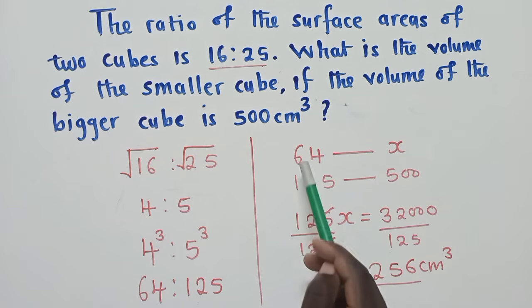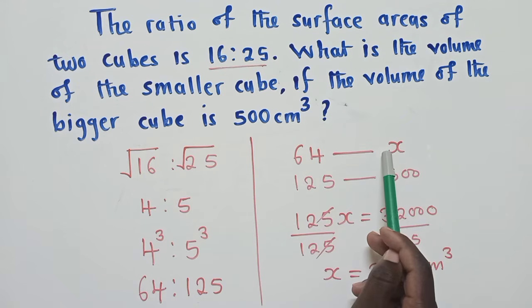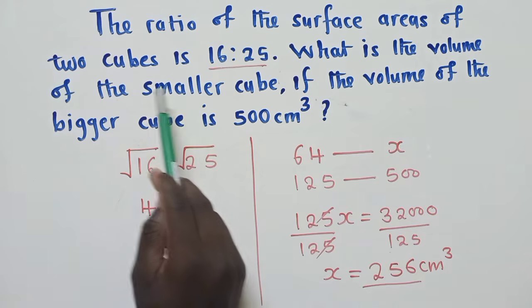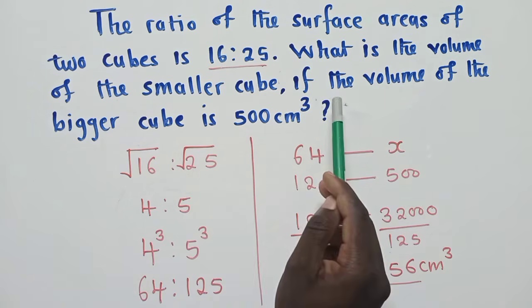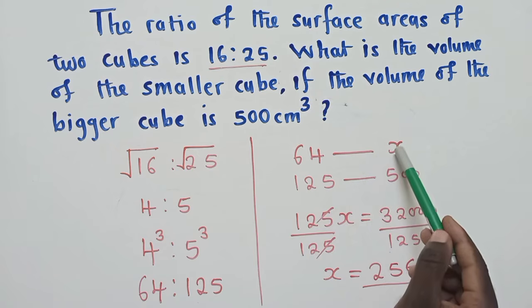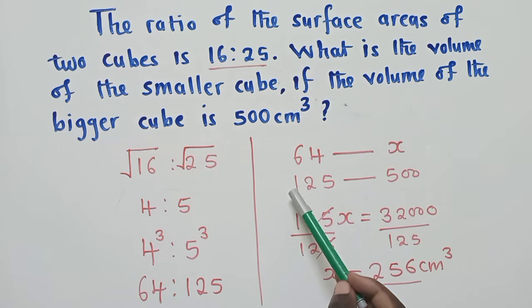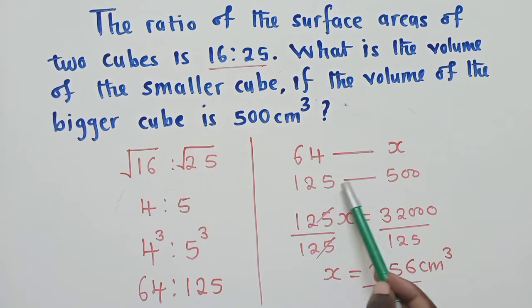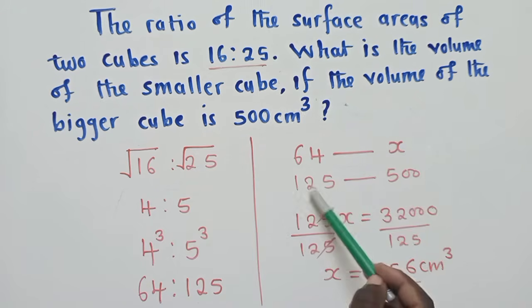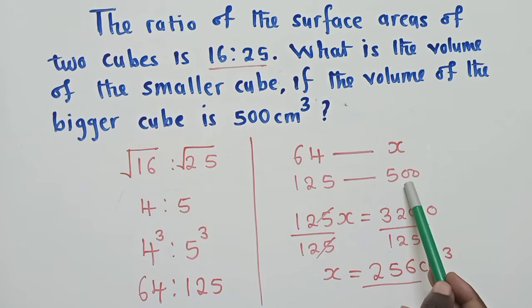After getting this, match this one. 64 is for the smaller, because it's the smaller number, so it will move with x. The reason why I've put x is because we are trying to find the volume of the smaller cube. We don't know it, that's why I've put x. You can put any letter of your choice. And here 125 will move with 500 because it's bigger. So the volume there is 500.